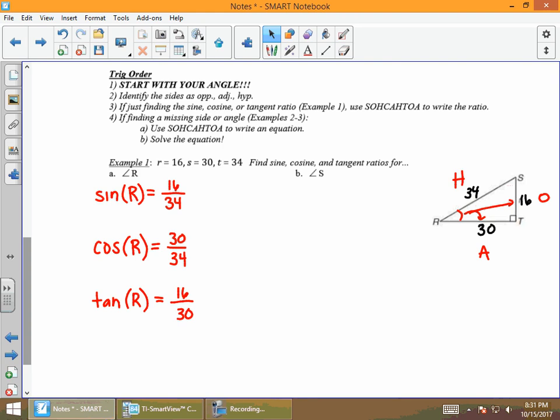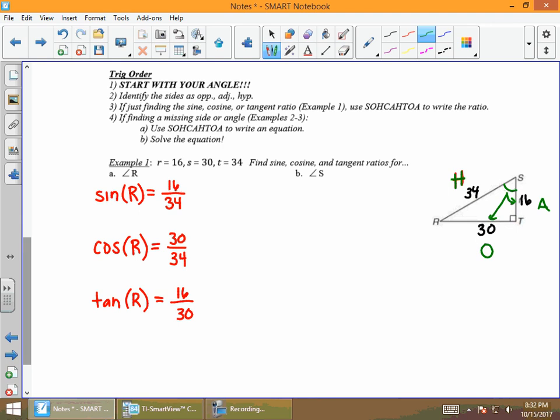Now, how does this change if I say identify angle S? So let me pull some of this stuff out of the middle. All right, so angle S. Now, angle S is the angle that I care about. Well, this changes my O and my A, because now across from angle S on the opposite side is 30. So this is no longer A. This is O. The leg that is touching angle S is over here. That is my adjacent. And the hypotenuse does not change. It's still the hypotenuse.